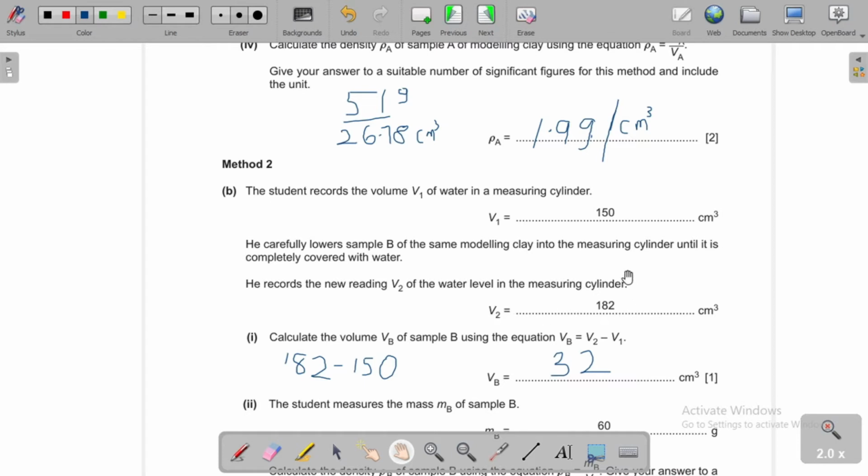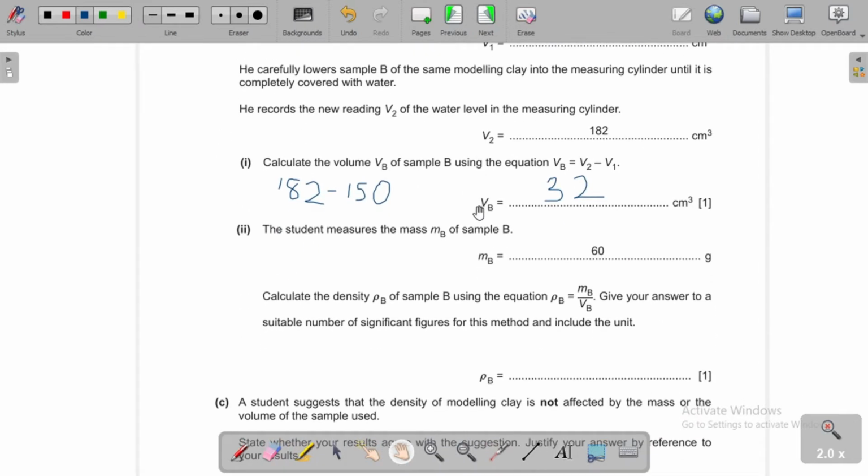This is very straightforward. V2 is 182, V1 is 150. So when you deduct 150 from 182, that gives you 32. Let's check the next question. The student measures the mass MB of the sample B. MB is 60 grams. Calculate the density of sample B using the equation density rho B is MB divided by VB. MB divided by VB, that's how you are going to calculate the density.